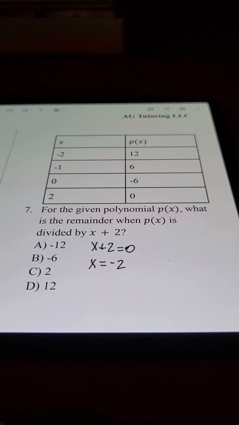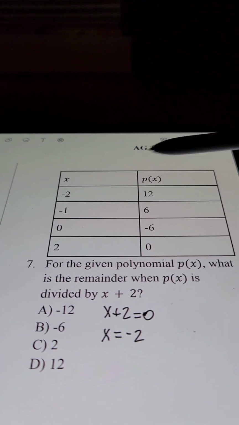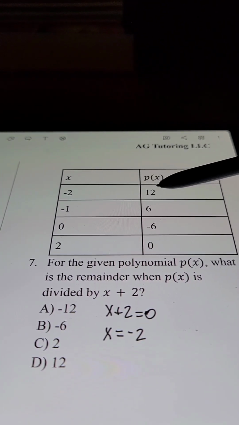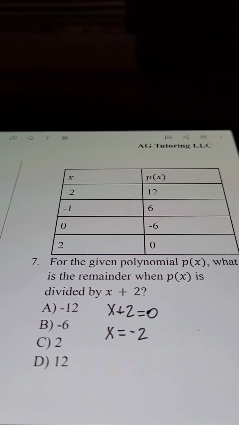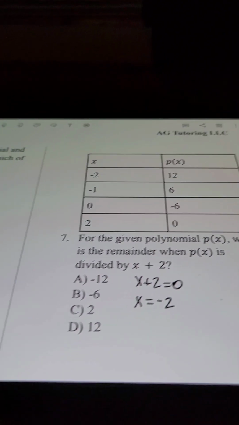So I'm going to look at my table for where x is -2. And whatever I get for P of x there has to be my remainder. So my remainder is 12D.